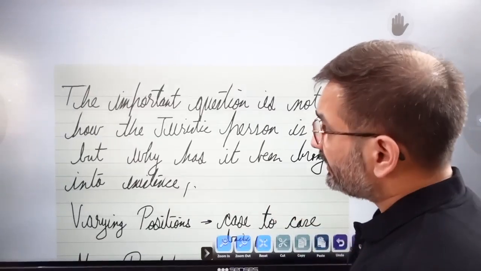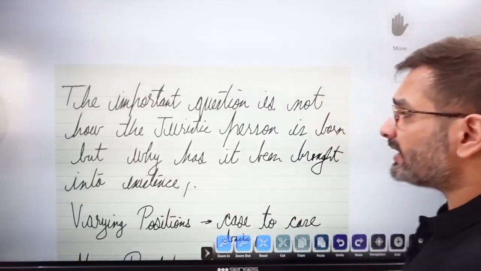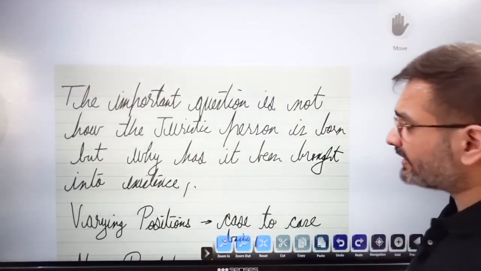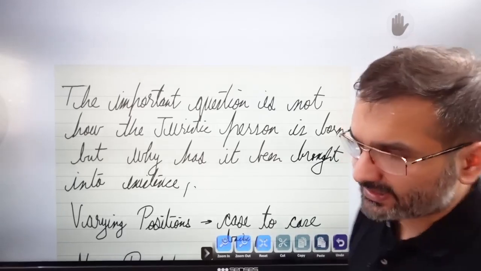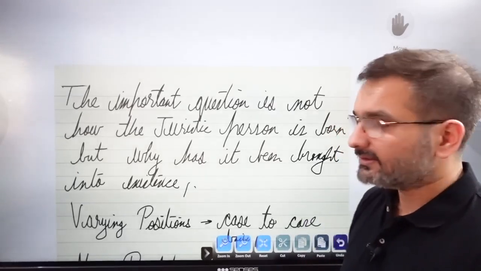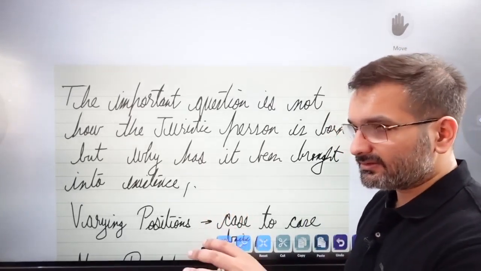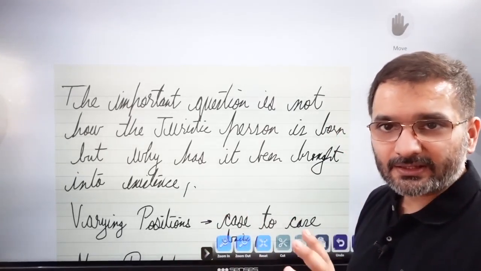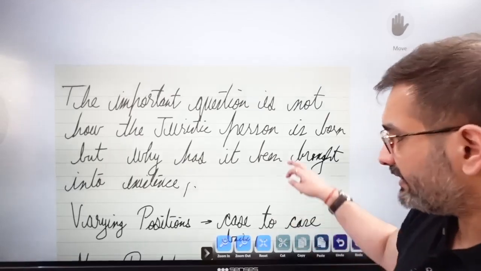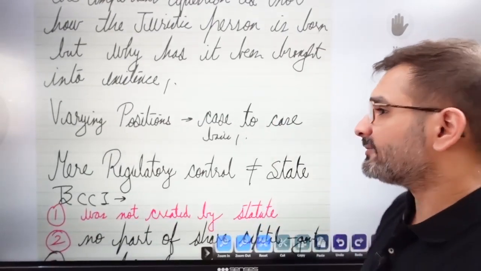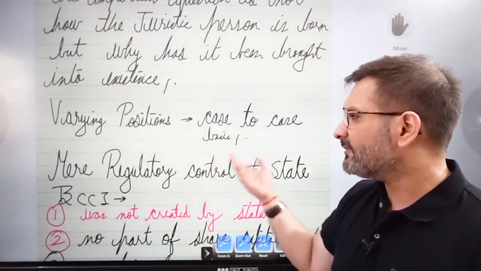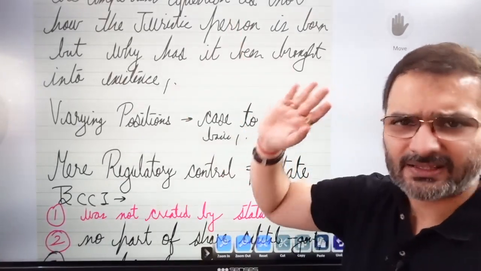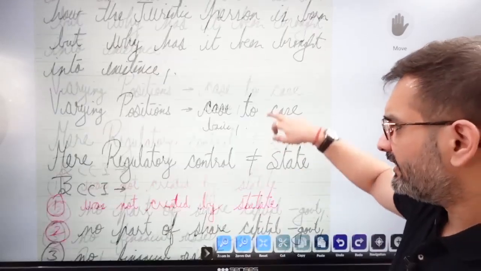ठीक है जी? The important question is not how the juristic person is born, but why has it been brought into existence? So the Supreme Court said कि महाराज ऐसा है, you don't care under what law you are registering the body. The why is the important part. ठीक है जी? So अब Supreme Court said there is no fixed formula, it is a varying position, it's case to case basis, but आप broadly ये अजय हास्य के अंदर जो हमने जो बता दिया आप ये follow कर सकते हैं.